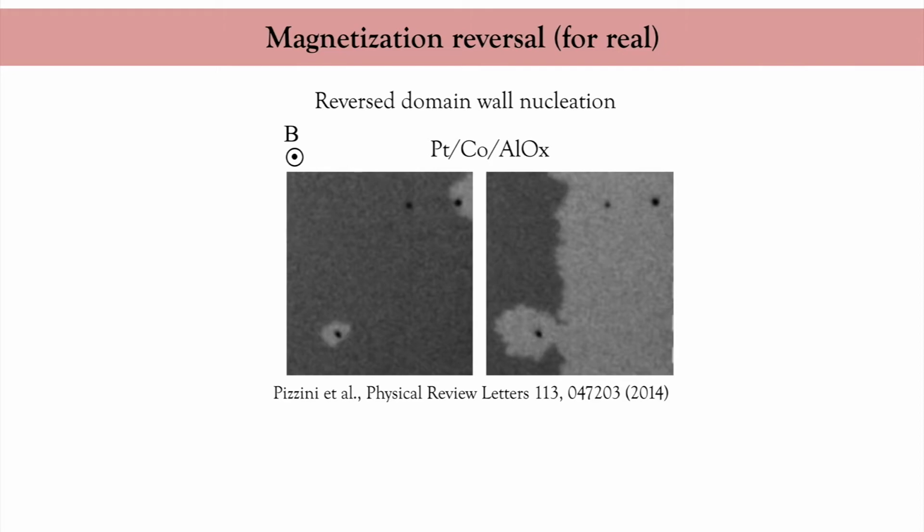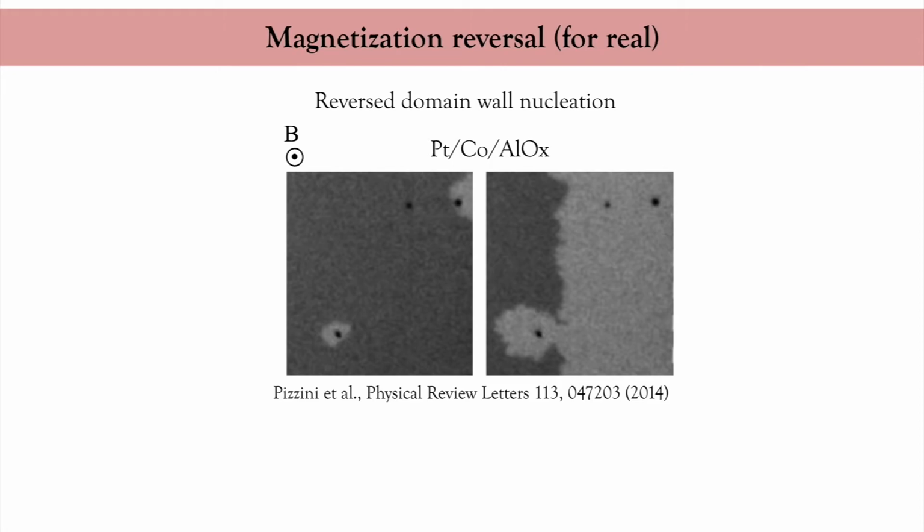Okay, so the previous slides told us that magnetic domain wall propagation is an important mechanism of magnetization reversal. What else? Well, there's another very important process in large-scale samples, which comes from the nucleation of reversed magnetic domains. Let's look at this picture taken by Stefania Pezzini's team. This picture shows the magnetic configuration of a trilayer of platinum, cobalt, alumina when submitted to an external magnetic field.